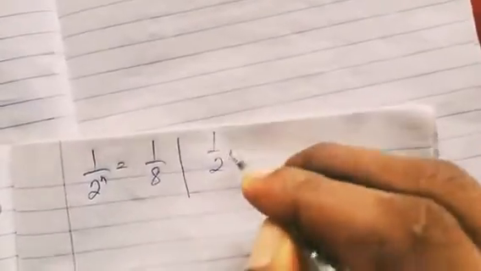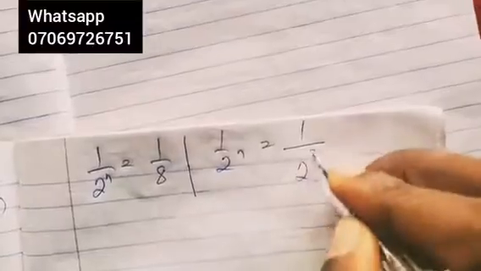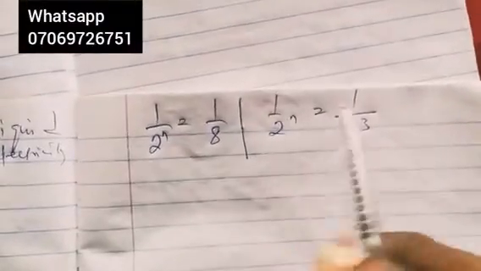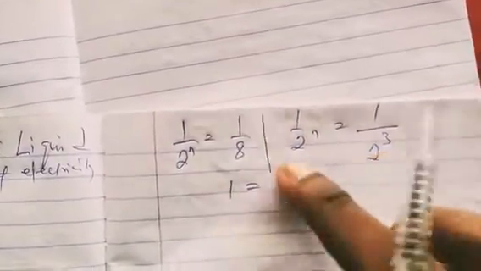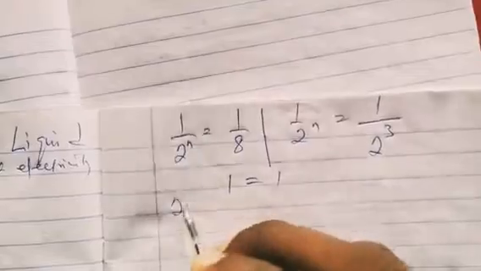So we can actually break this down to be 1 over 2 to the power of n equals 1 over 8, and 8 is simply 2 to the power of 3. Okay, so we compare the numerator. Comparing the numerator, we have that 1 is equal to 1. Then we compare the denominator. Comparing the denominator, we have that 2 to the power of n is equal to 2 to the power of 3. Okay, so 2 cancels 2. That simply implies that the number of decays is actually equal to 3.